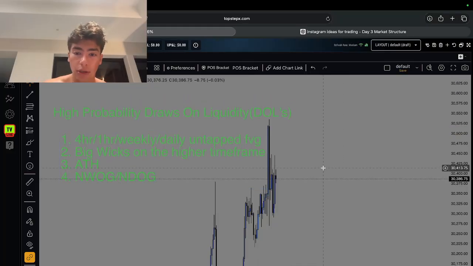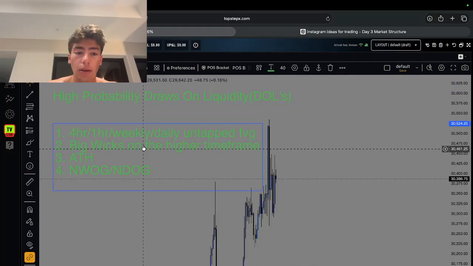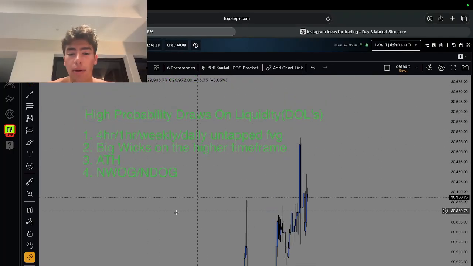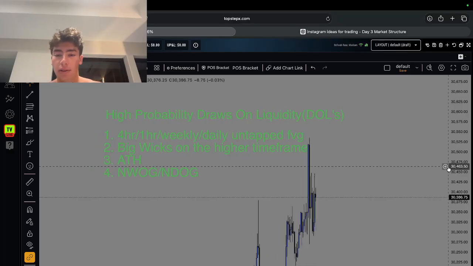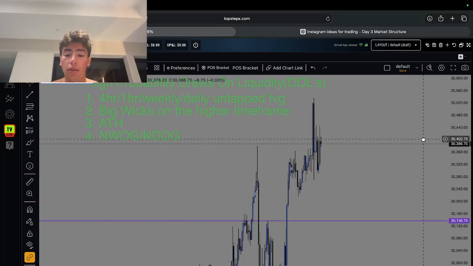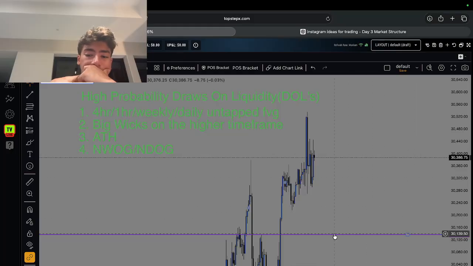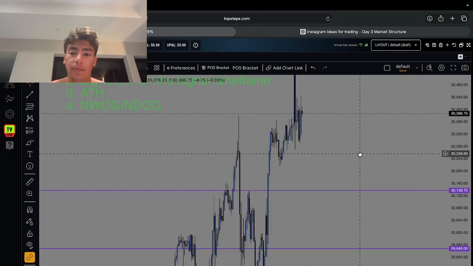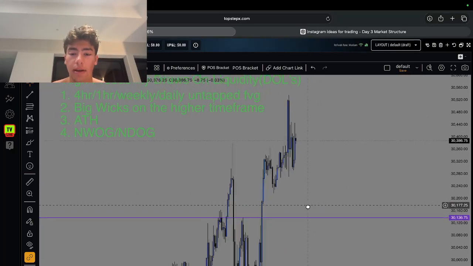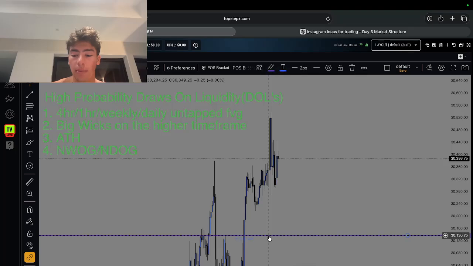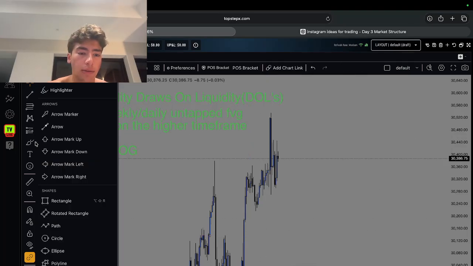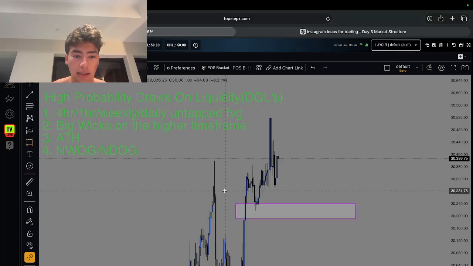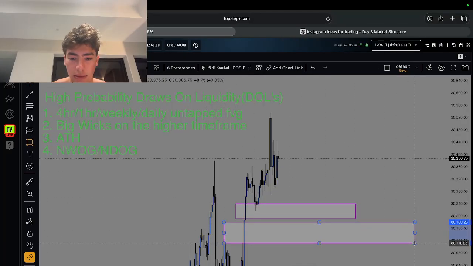Okay. So let's start identifying some of these, right? The first one on the list is a 4 hour, 1 hour, weekly, daily, untapped fair value gaps, right? So we're on the 1 hour chart here. What would this look like on the chart? I'm going to mark out the fair value gap, right? So you guys should be able to see how this is a fair value gap right here. This is also a fair value gap right there.